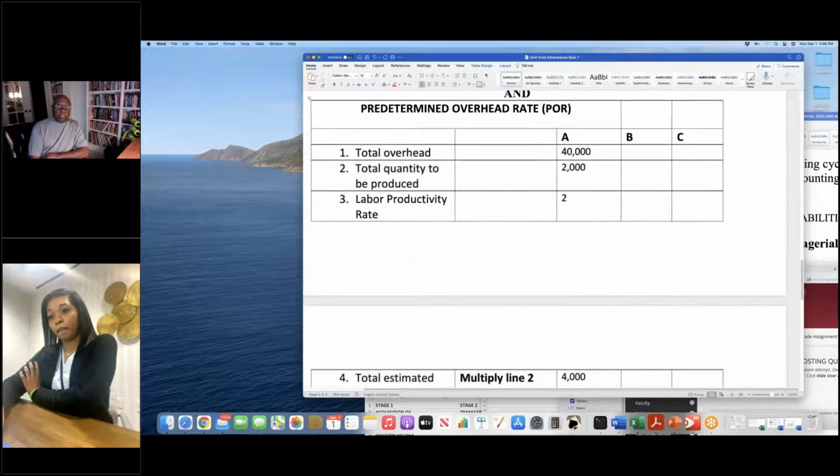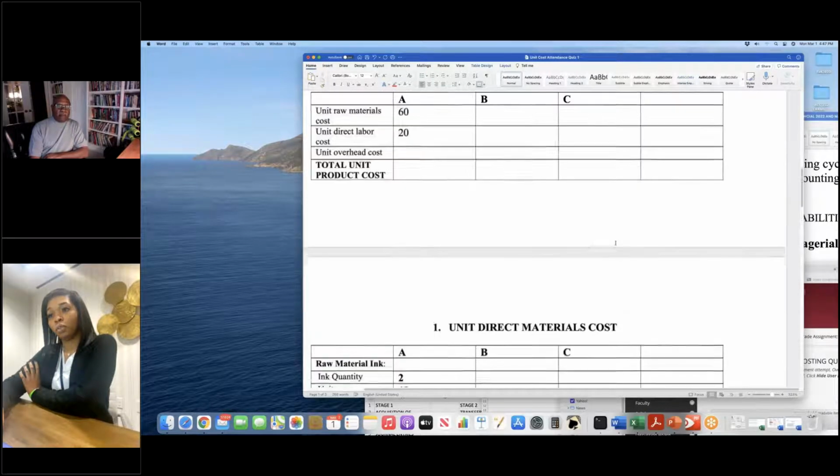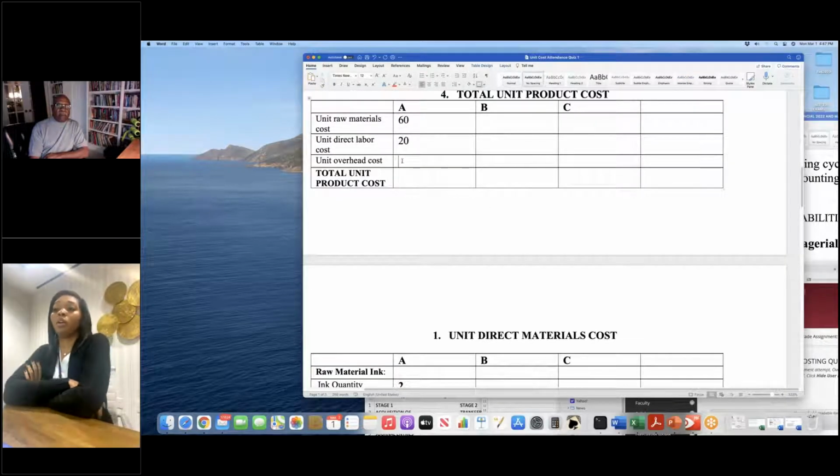Okay. What we're going to do with the 20? We're going to put the 20 in the total unit product cost and then add up the whole thing. How much is this? 100.